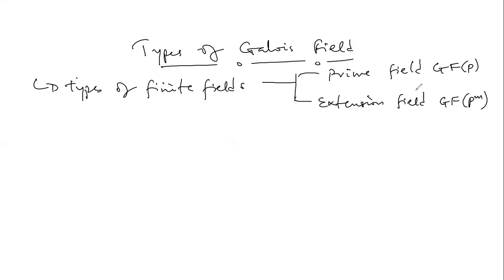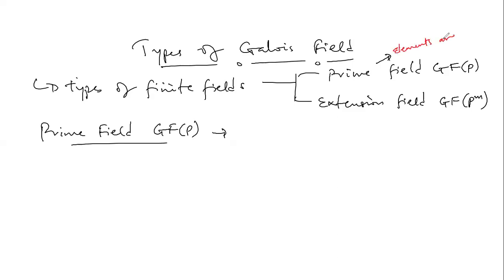So when we say a prime field, Galois field P, one thing I want you to take note of is that for the prime field, the elements are in integer form. While for the extension field, the elements are in polynomial form.